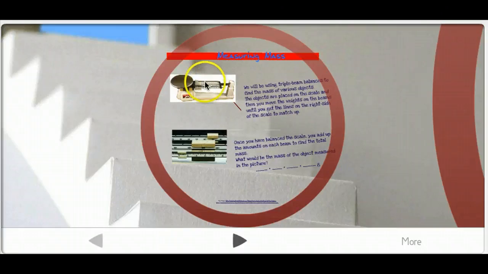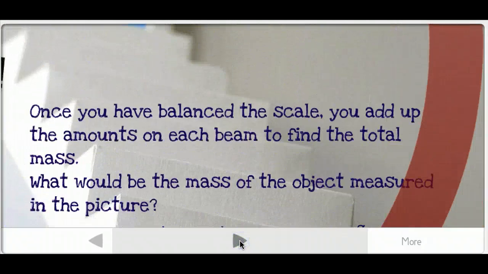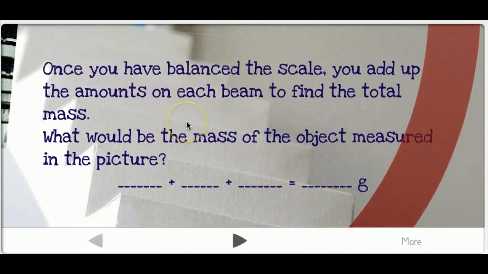Again, if I were to go back, this is our scale. These are the beams with the weights. And there are two lines right over here that need to match up. And again, we'll get practice with this in class. Once you've balanced the scale, so once those two lines have matched up, you add the masses of the object in the picture. There are three beams, and each beam will have a different mass on it. Once you add those up, you'll get the total mass of that object.